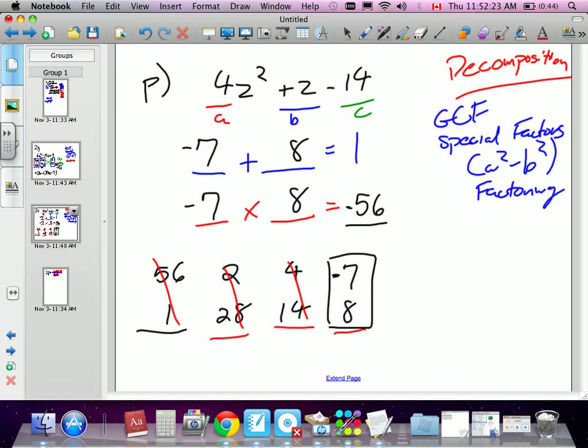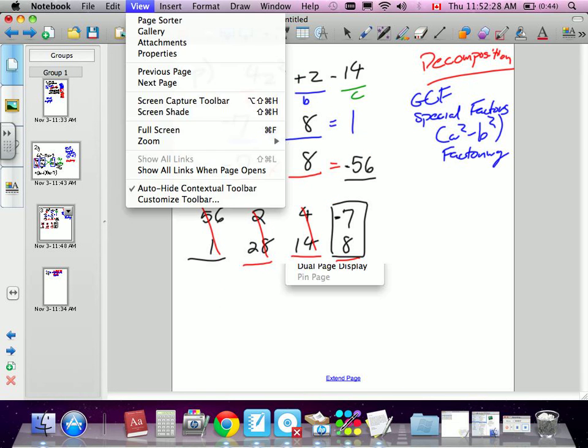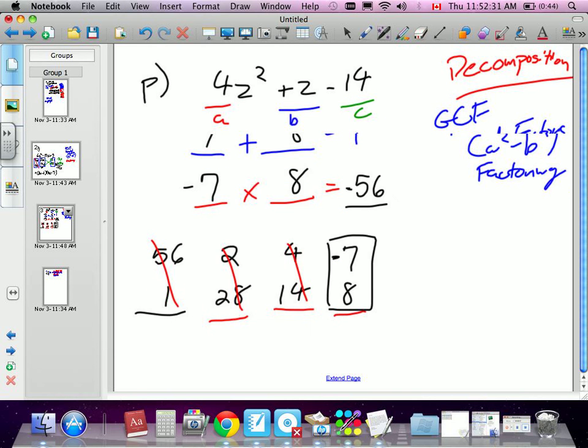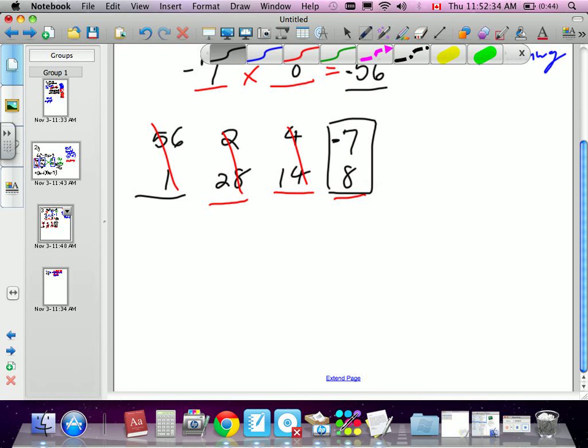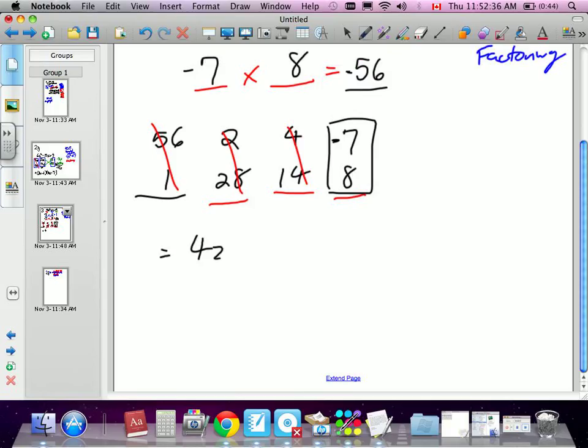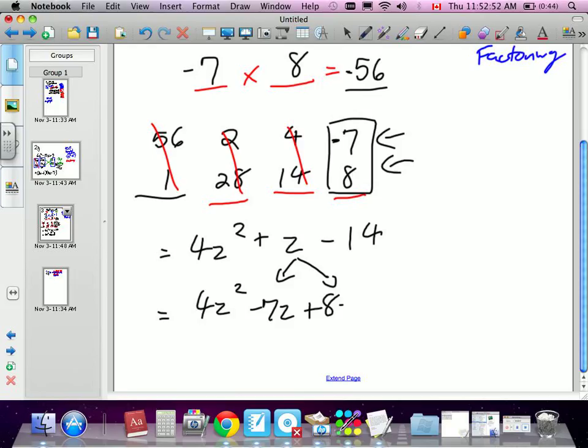Remember, we're going to split up our B term for decomposition. So what that means now, I'm going to rewrite the question. It was 4z squared plus z minus 14 equals 4z squared. I'm going to break our z term into these two terms. So negative 7z and positive 8z minus 14. The reason we can do that is because negative 7 plus 8 is going to give us just z. It's going to give us 1z.